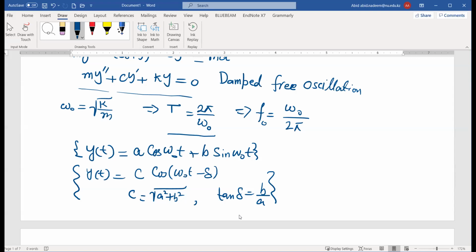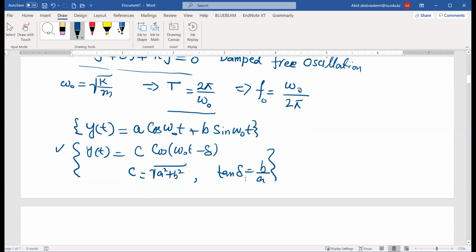But sometimes choosing this type of representation may be more convenient. Once you find the equation in this format, you can convert it into the other format, and that will be more convenient for our understanding. Those were the two cases. Any questions about that? No question. Okay, up to now, no question.